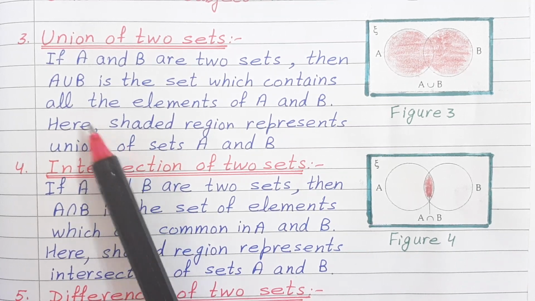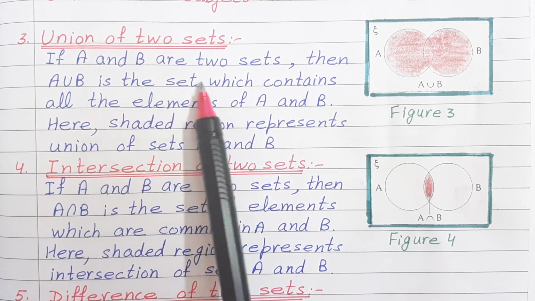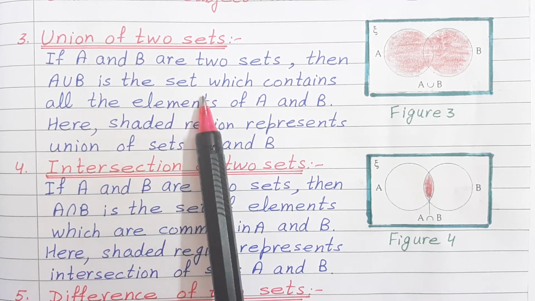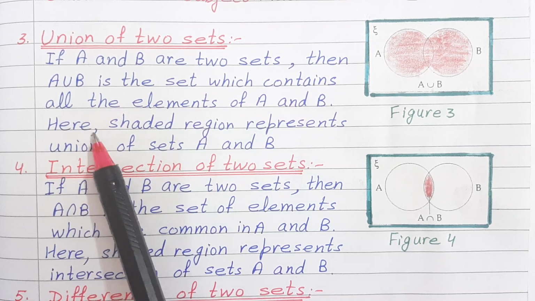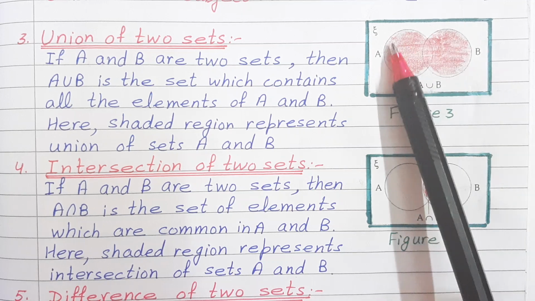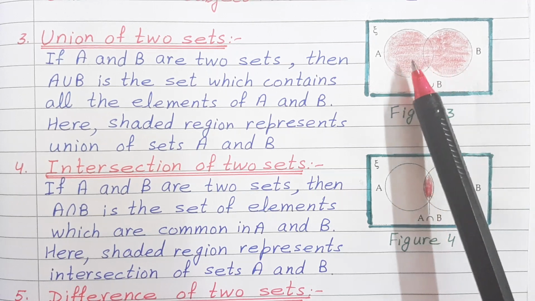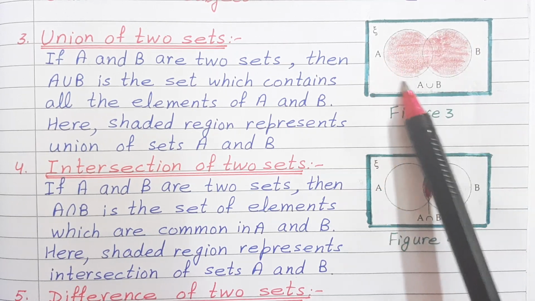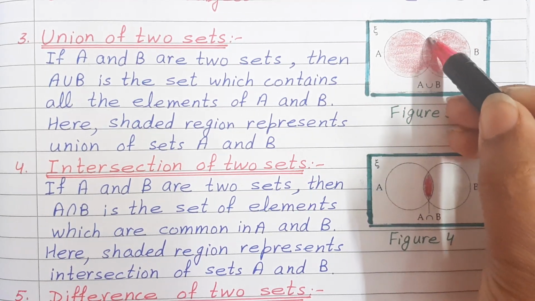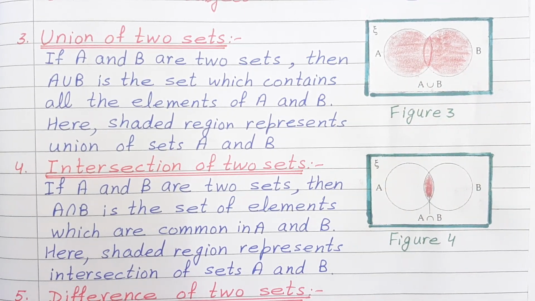Now let us discuss the union of two sets. If A and B are two sets, then A union B is the set which contains all the elements of A and B. Now here the shaded portion is A union B, right? So we will write all the elements of A and B all together, and this overlapping portion is the common element. Here we will write the elements which are in common, right?